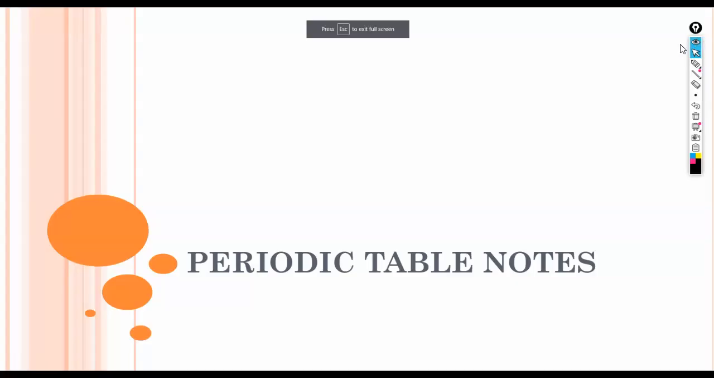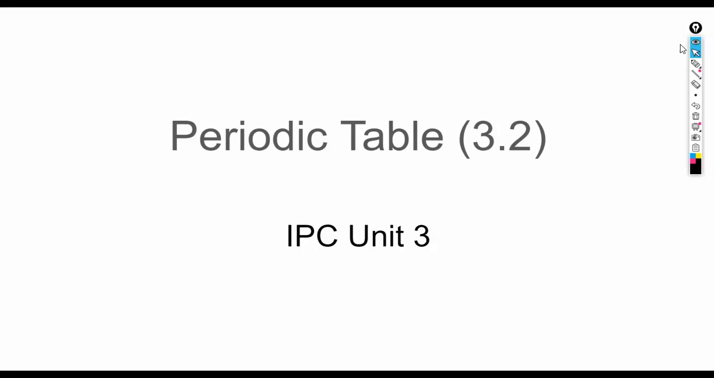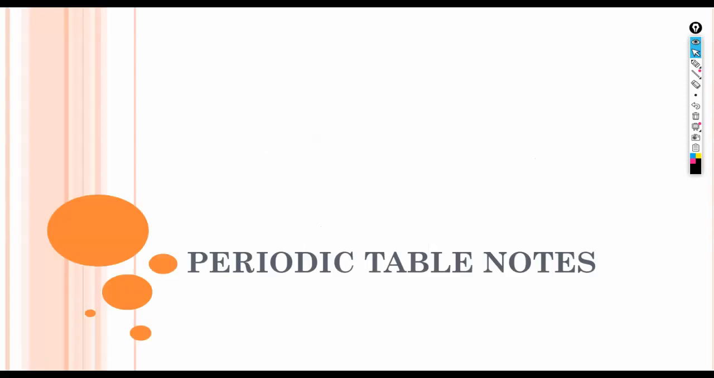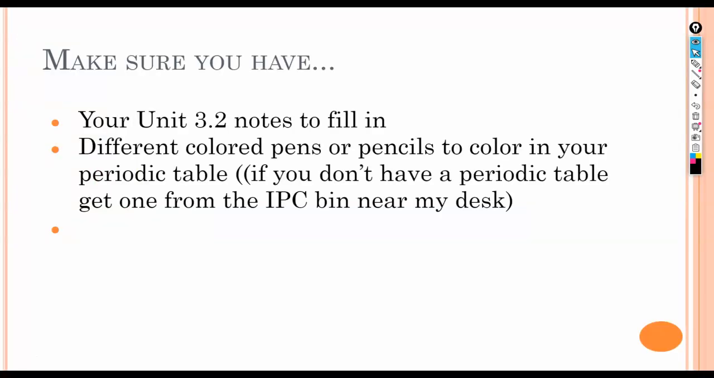Okay, so in this video, we're going to start notes for 3.2, and this is called 3.2, the periodic table. We're going to start talking more about chemistry stuff in this unit. And so you should definitely have a copy of your periodic table. You should have hopefully received your Unit 3.2 notes to fill in.